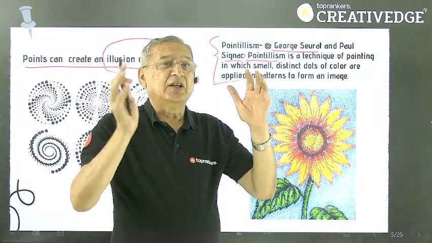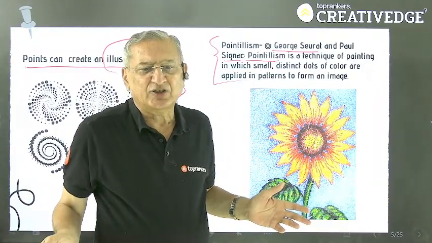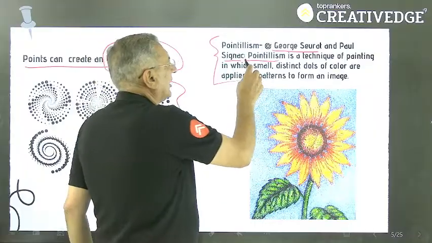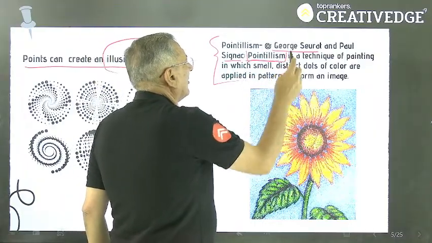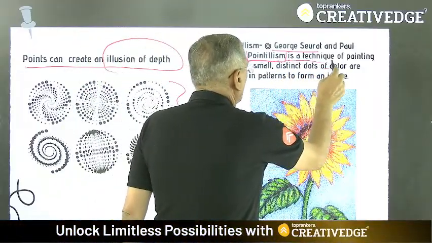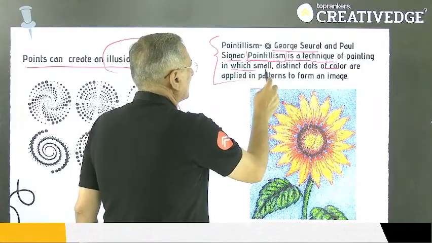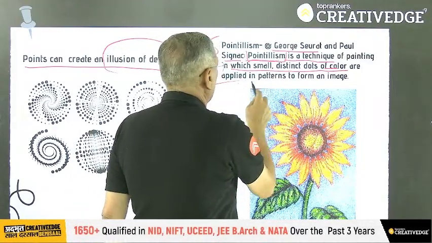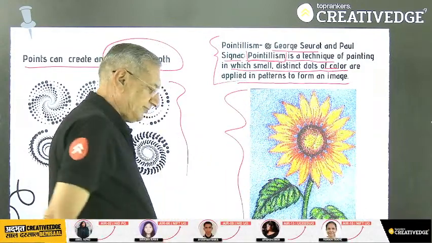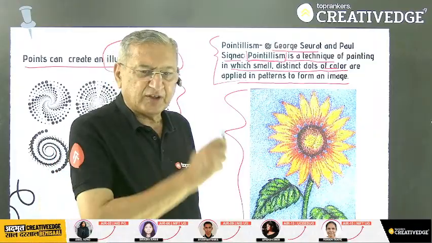See, initially, they were saying point means hardly anything on a sheet or on a canvas. But later on, a whole ism was brought in saying that it's a technique of artwork in which small and distinct dots of color are applied in patterns to form an image. Here is an example. So is the value of points.